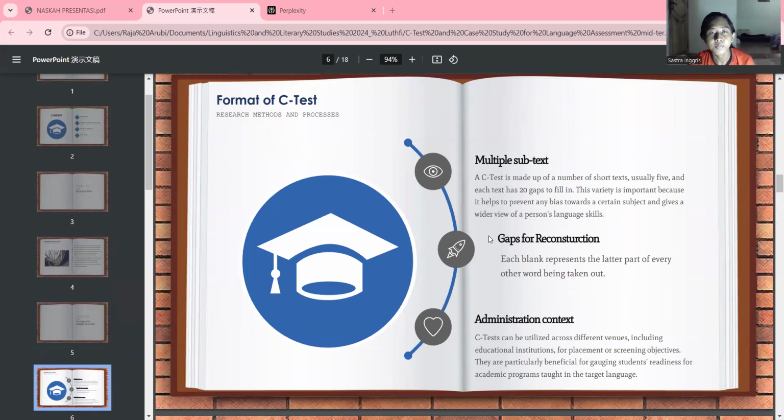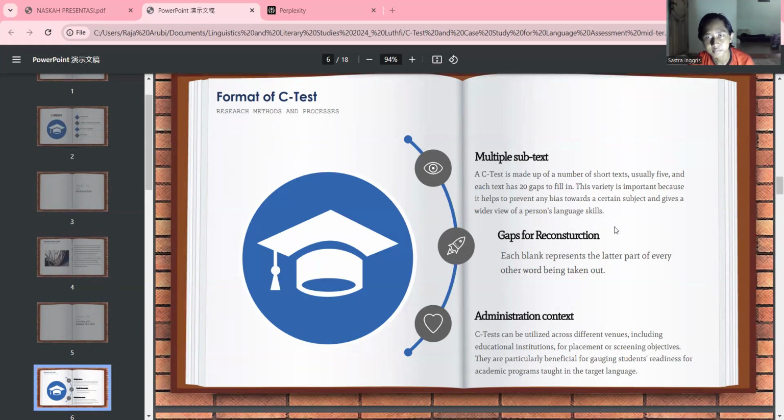To develop and build the C-test, we have to look at the format. First, multiple short texts. C-test is made up of a number of short texts, usually 5 or 6, and each text has 20 gaps to fill in. This variety is important because it helps to prevent any bias towards a certain subject and gives a wider view of a person's language skills.